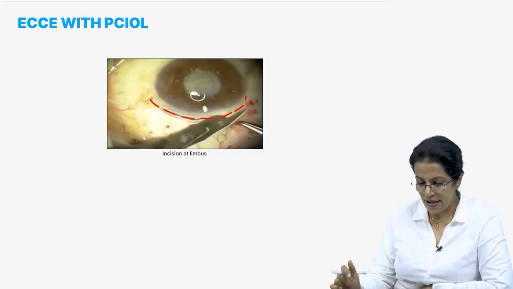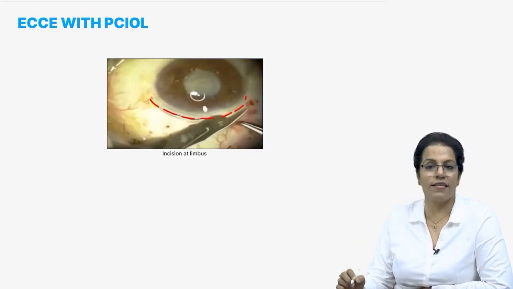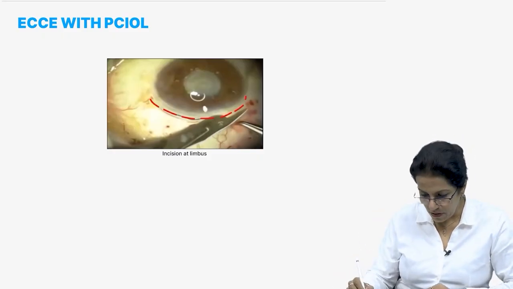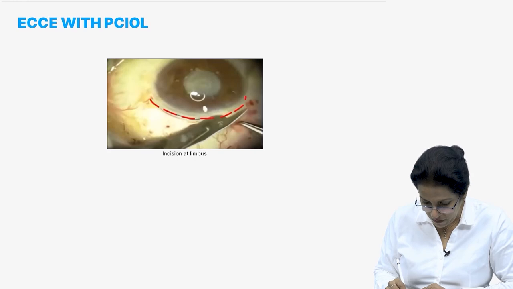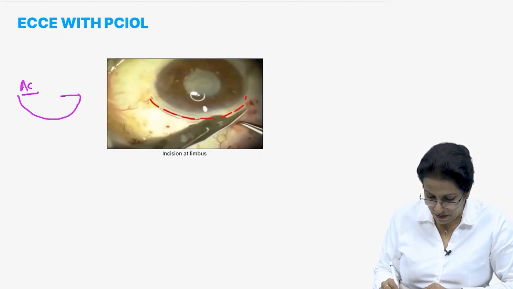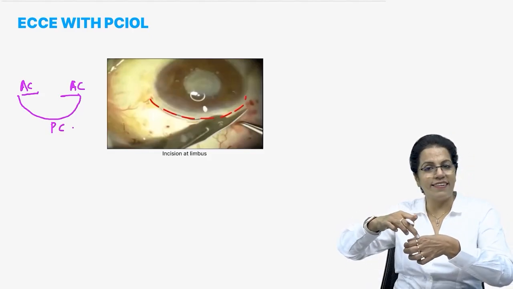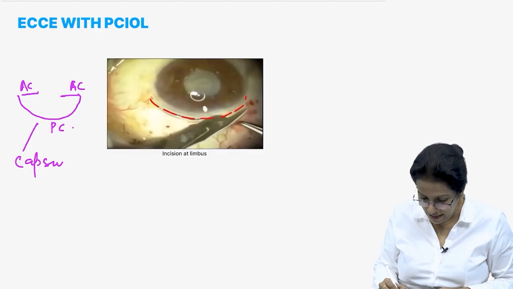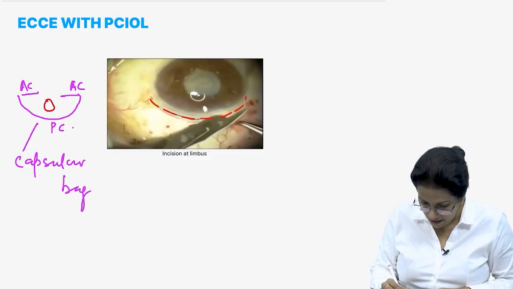Okay, so what you are looking at here is the section, that is incision at the limbus, 10 to 2. Okay, so this is your ECCE with PCIOL. So I think you have understood how much of the capsule I am leaving behind. If you've understood the surgery, little bit of anterior and whole of posterior. This little bit of peripheral part of the anterior capsule and whole of the posterior capsule, I am only cutting at the center, and this is what is called capsular bag. And the whole summary here is, inside this capsular bag, I am going to put the intraocular lens.